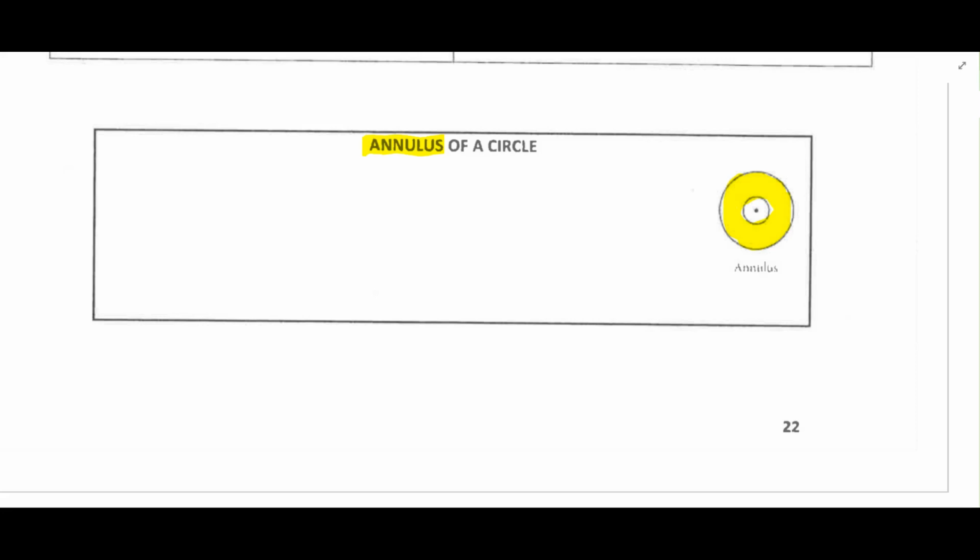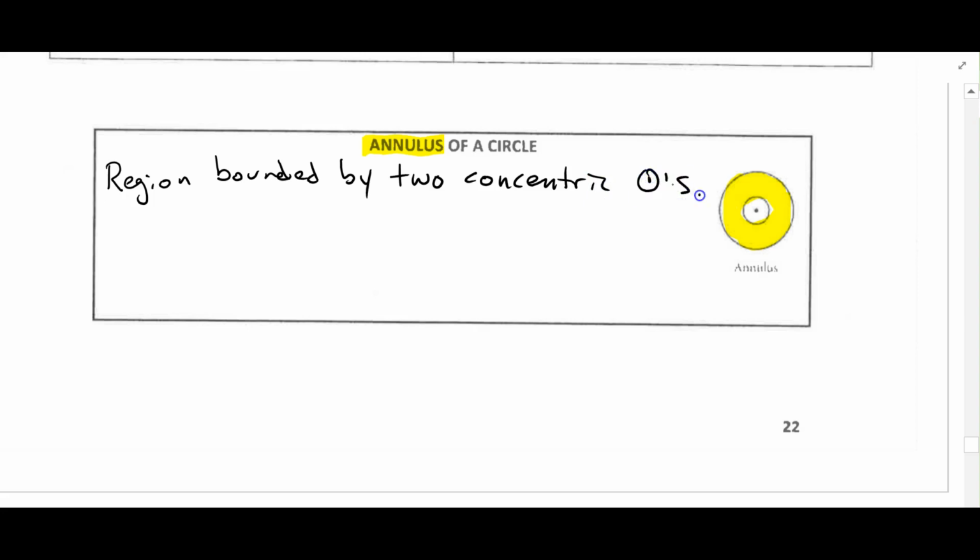All right, so a definition here would be: region bounded by two concentric circles. Okay, so this word concentric, this is a blast from the past.